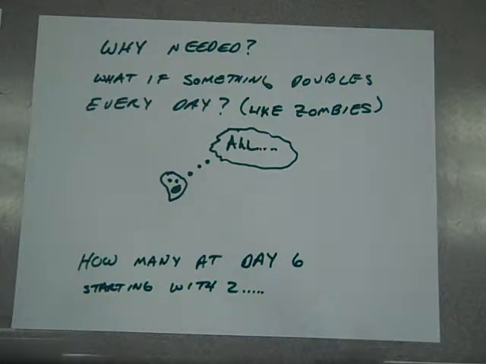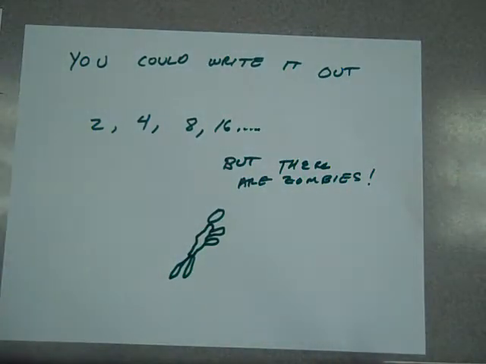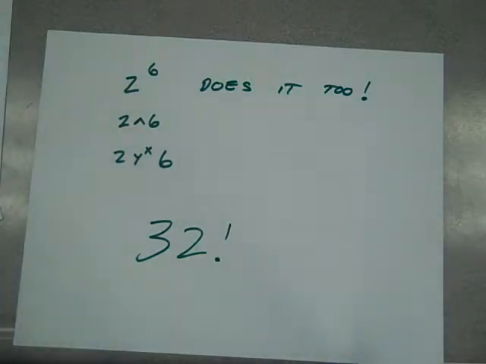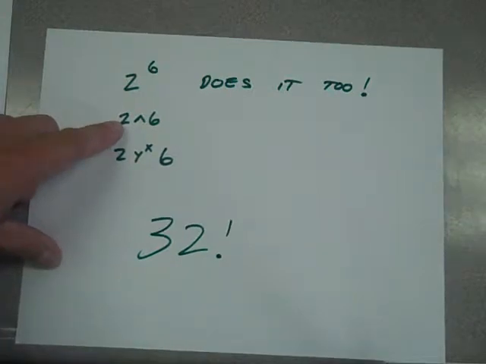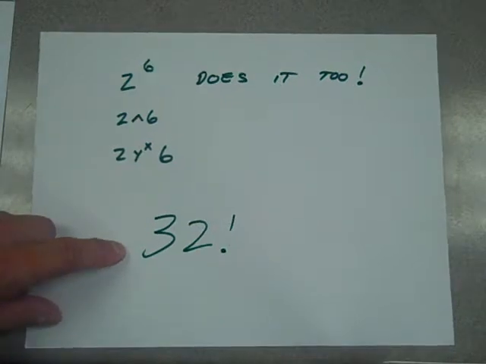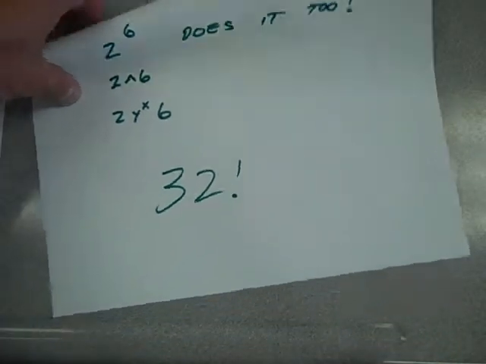And it comes down to what if something doubles? What if zombies are doubling? How many zombies would there be if you started with 2 and they were doubling every day and it'd be at 6? And there's a couple ways to do that. If there's not many zombies around, you probably have time to write it out. But there are zombies. And that's the big thing about exponents. It's a shortcut. It's 2 to the 6th power does it. And 2 caret hat is what that is called here, 6, or 2 y to the x button 6. Either way, it's the value of 32 zombies if they start doubling.